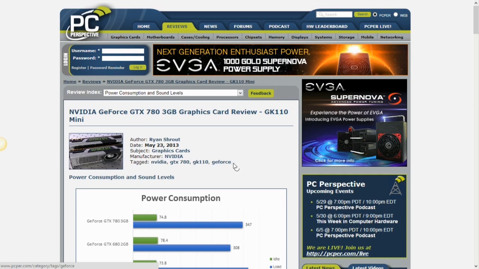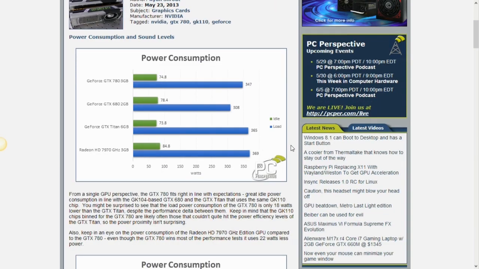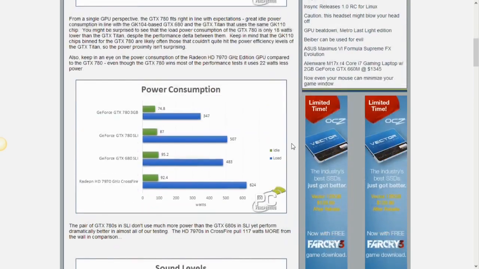If you look at power consumption, it is not that much lower than the Titan. The 780 is not that much lower than the Titan because it's the same GPU. And chances are, in the binning process, they're taking ones that maybe would have been outside the thermal limits of a GTX Titan, and they can cut off a couple of parts and sell them as a GTX 780.